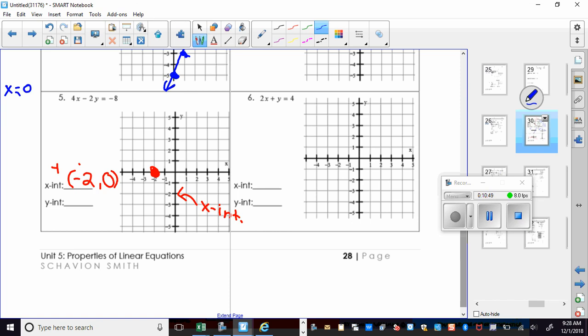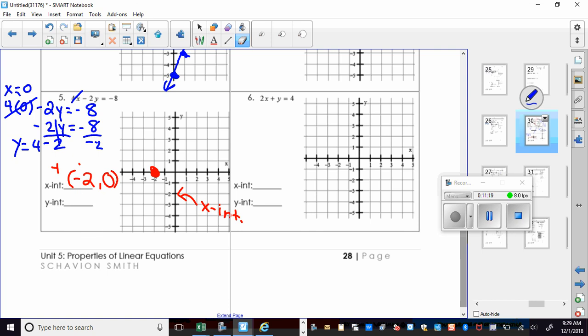For the y-intercept, this is where x equals 0. So that means this x term is going to go away, and I'm left with the y term and the number term. So what does that look like? 4 times 0 minus 2y equals negative 8. This goes away, left with negative 2y equals negative 8. Divide both sides by negative 2. And y equals 4. So here I have 4, 0 for my y-intercept. I'm sorry, not 4, 0. Remember, we were talking about the y value. So 0, 4. So up here is my y-intercept.